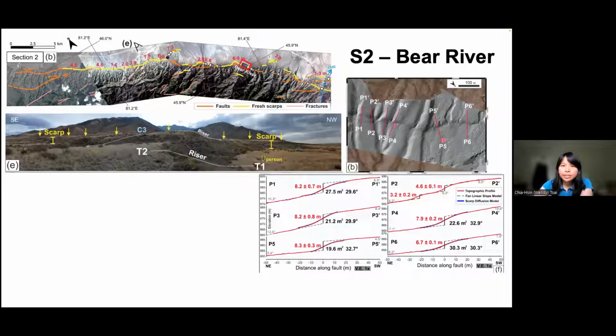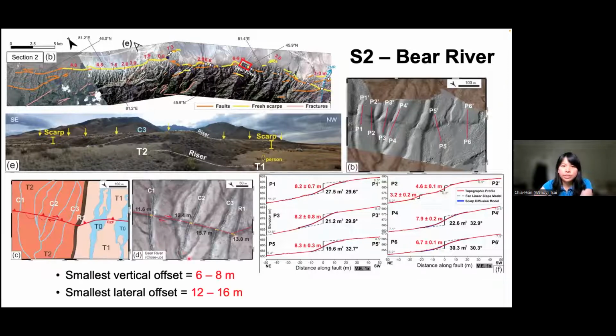Here we can see a 6 to 8 meter high scarp appear at both younger and older terraces, as you can see from the field photo 2. Also, the smallest lateral offset is 12 to 16 meters along the main fault at the site.